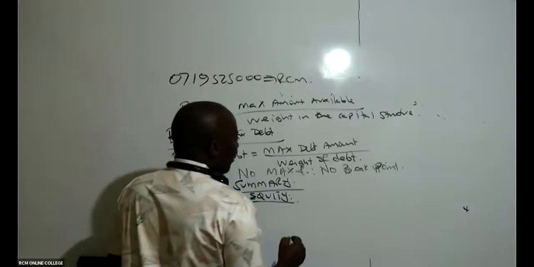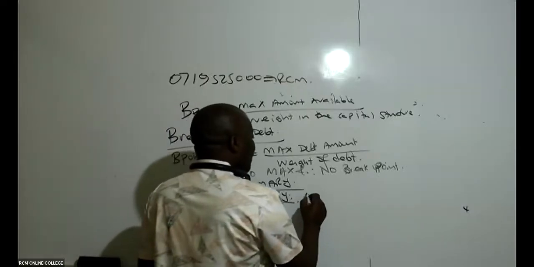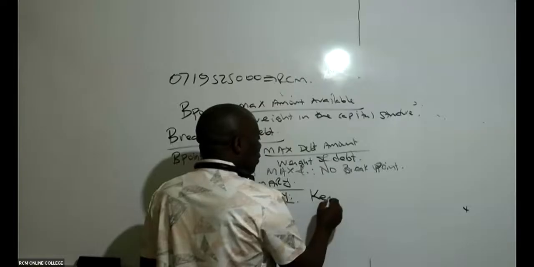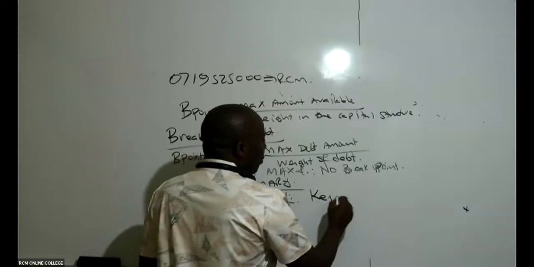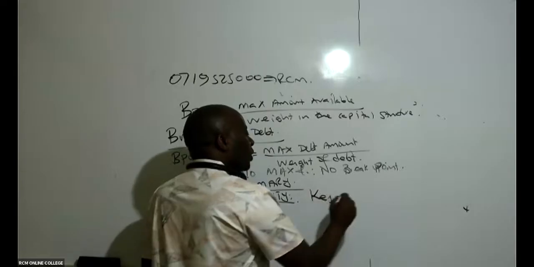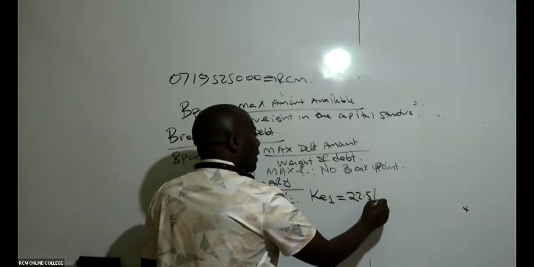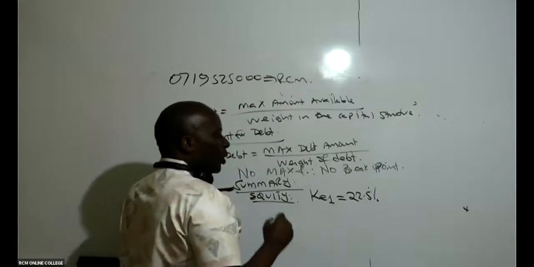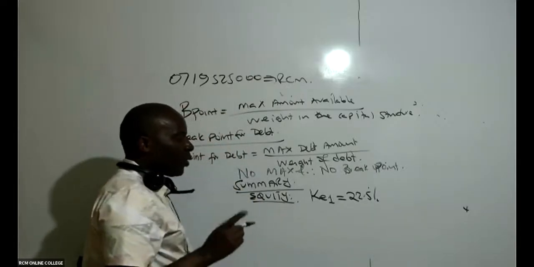So remember, for equity, I have in this case here cost of equity 1. Is there somebody who can remind Mwalimu what cost of equity 1 was? Was it 22.5%, the one of retained earnings?